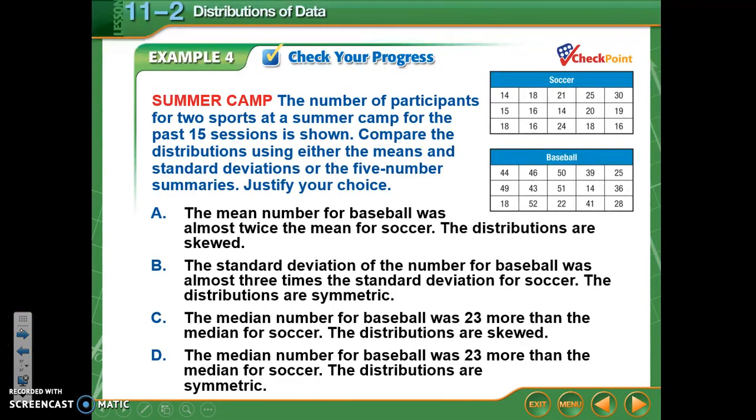All right, so last one, I want you guys to do that same thing with this question. Get the box and whisker plot and then compare.